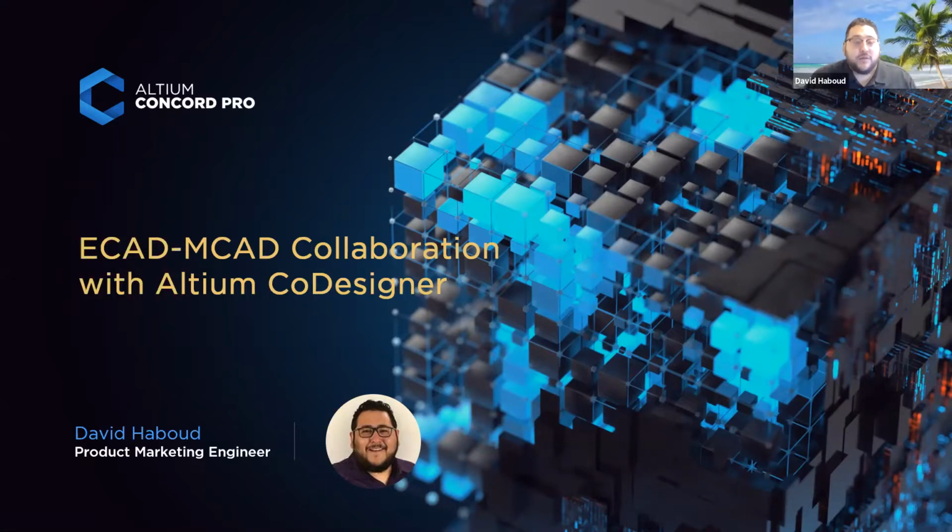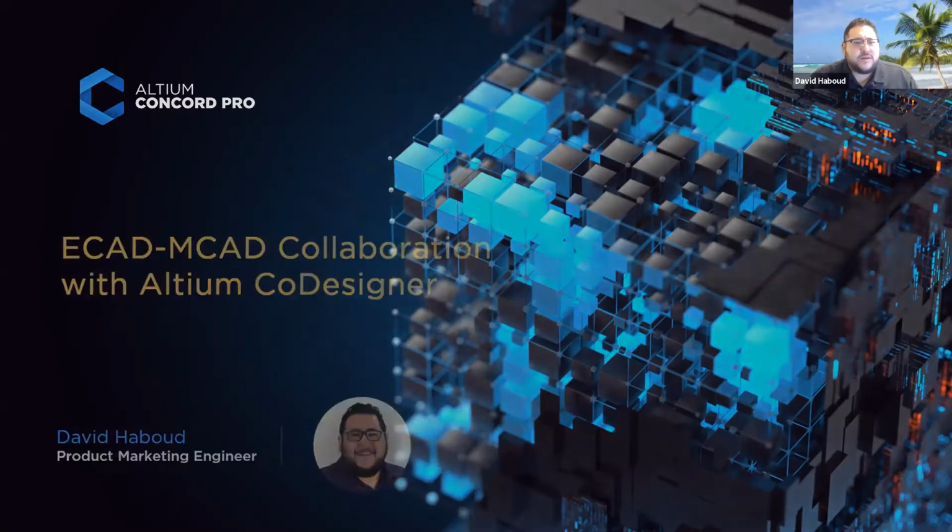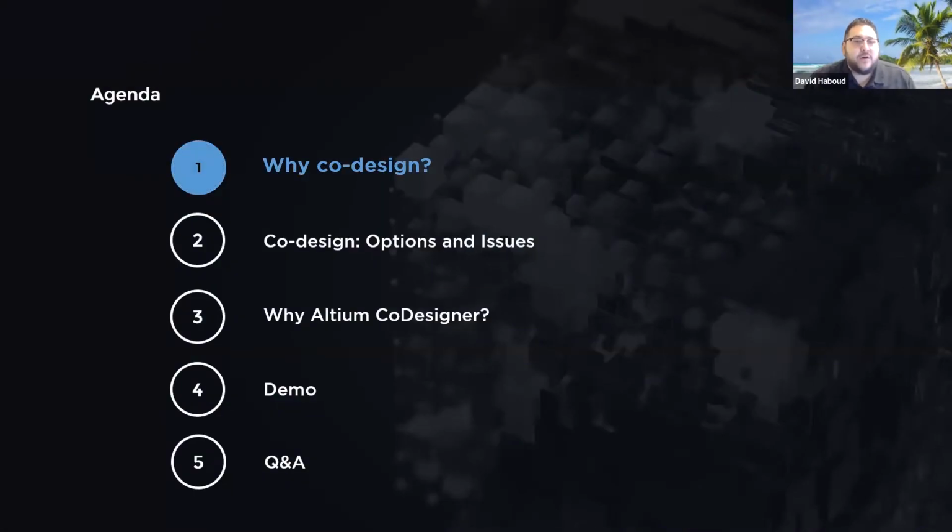Today we're going to be talking about ECAD-MCAD collaboration with the Altium CoDesigner. So let's get started. First, we're going to talk about why you need to start practicing CoDesign. Then we're going to go into a little bit about what CoDesign actually is, some of the options we have had in the past historically, some of the issues with those options, why you should use Altium CoDesigner, and what some of the benefits it can provide for you.